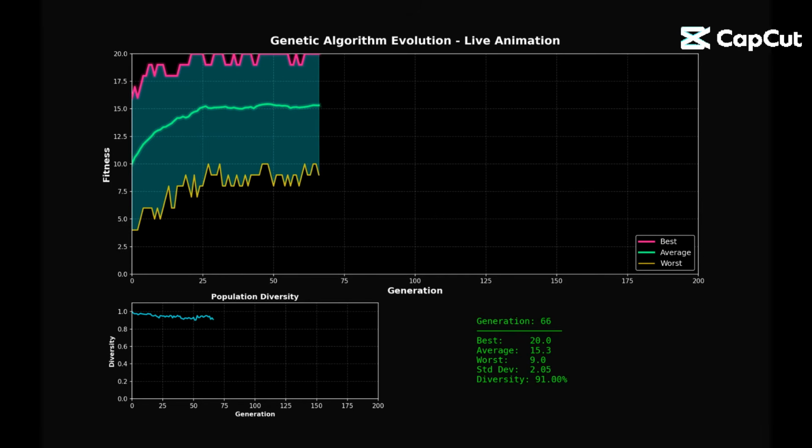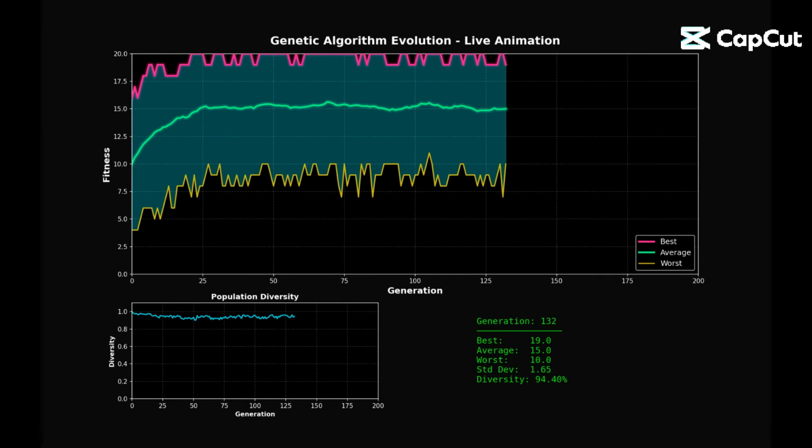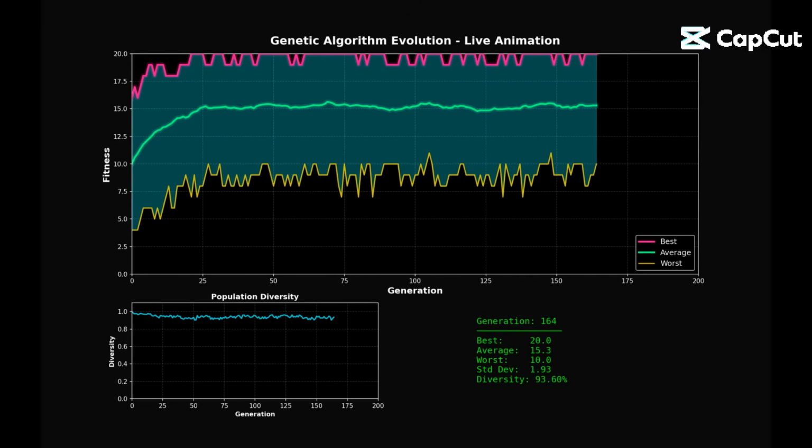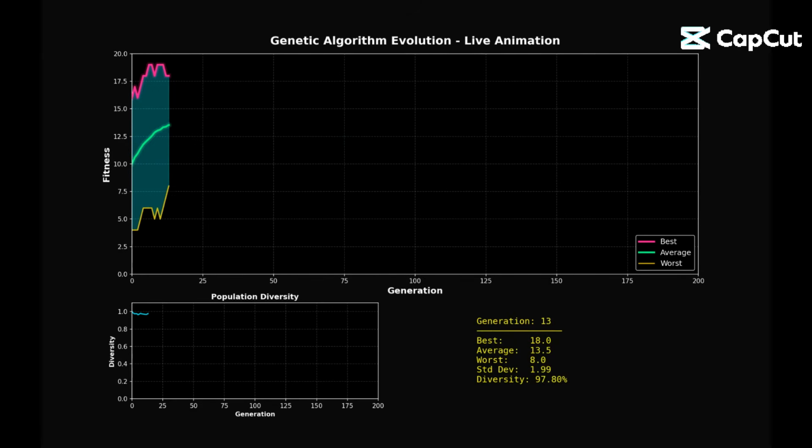Worst fitness, even our stragglers are improving. Standard deviation, how spread out the fitness values are. High STDEV means lots of variation. Low means convergence. Diversity percentage, same as the plot but in exact numbers. These numbers tell the story numerically while the graphs tell it visually.